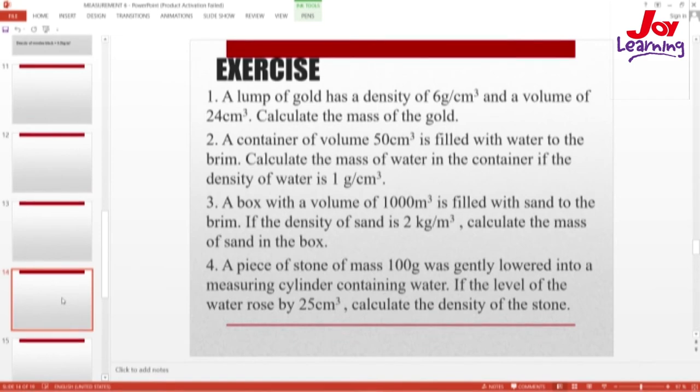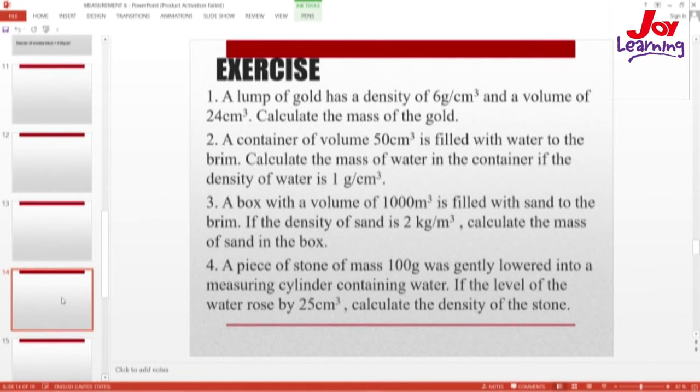Number 2. A container of volume 50 cubic centimeters is filled with water to the brim. To the brim, meaning very full. No space left. Calculate the mass of water in the container if the density of water is 1 gram per cubic centimeter.